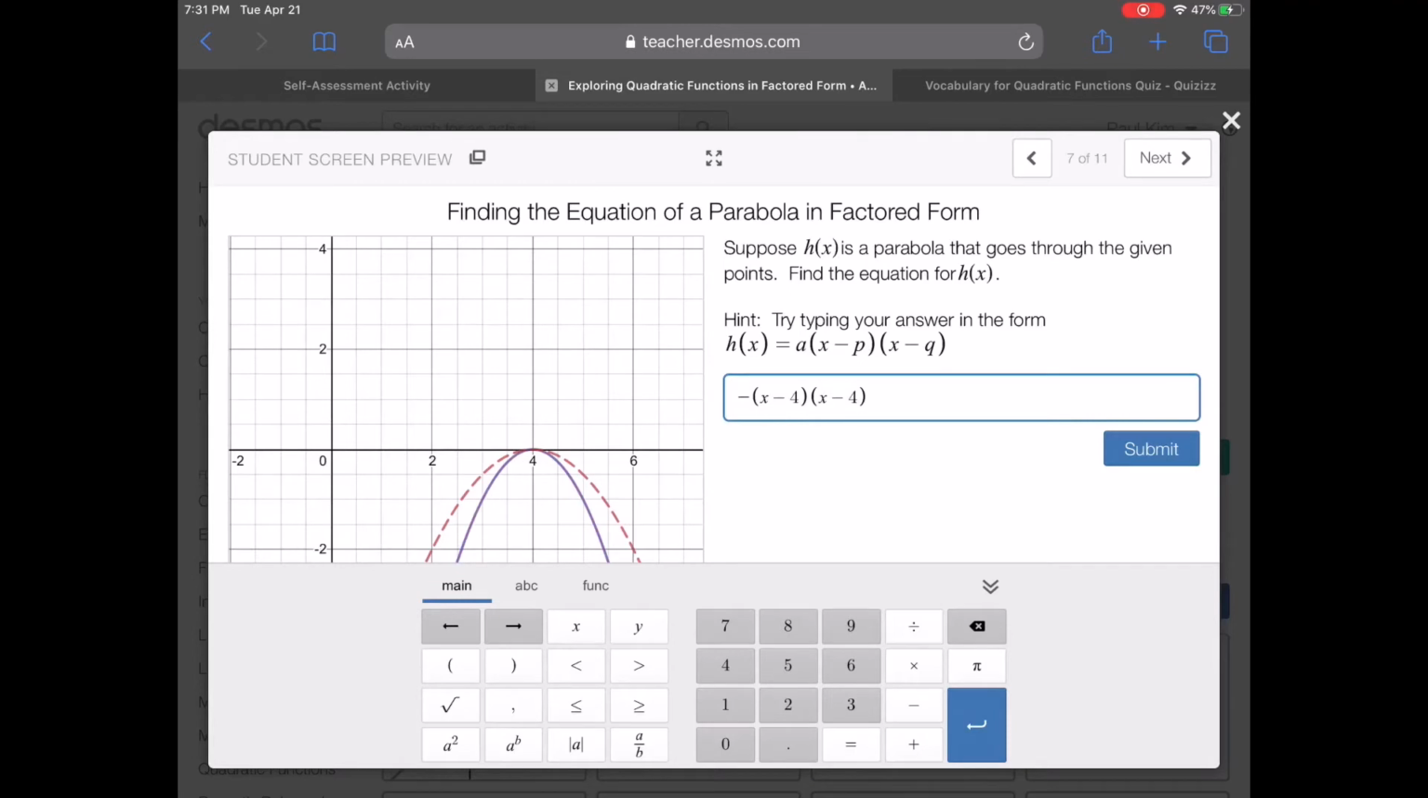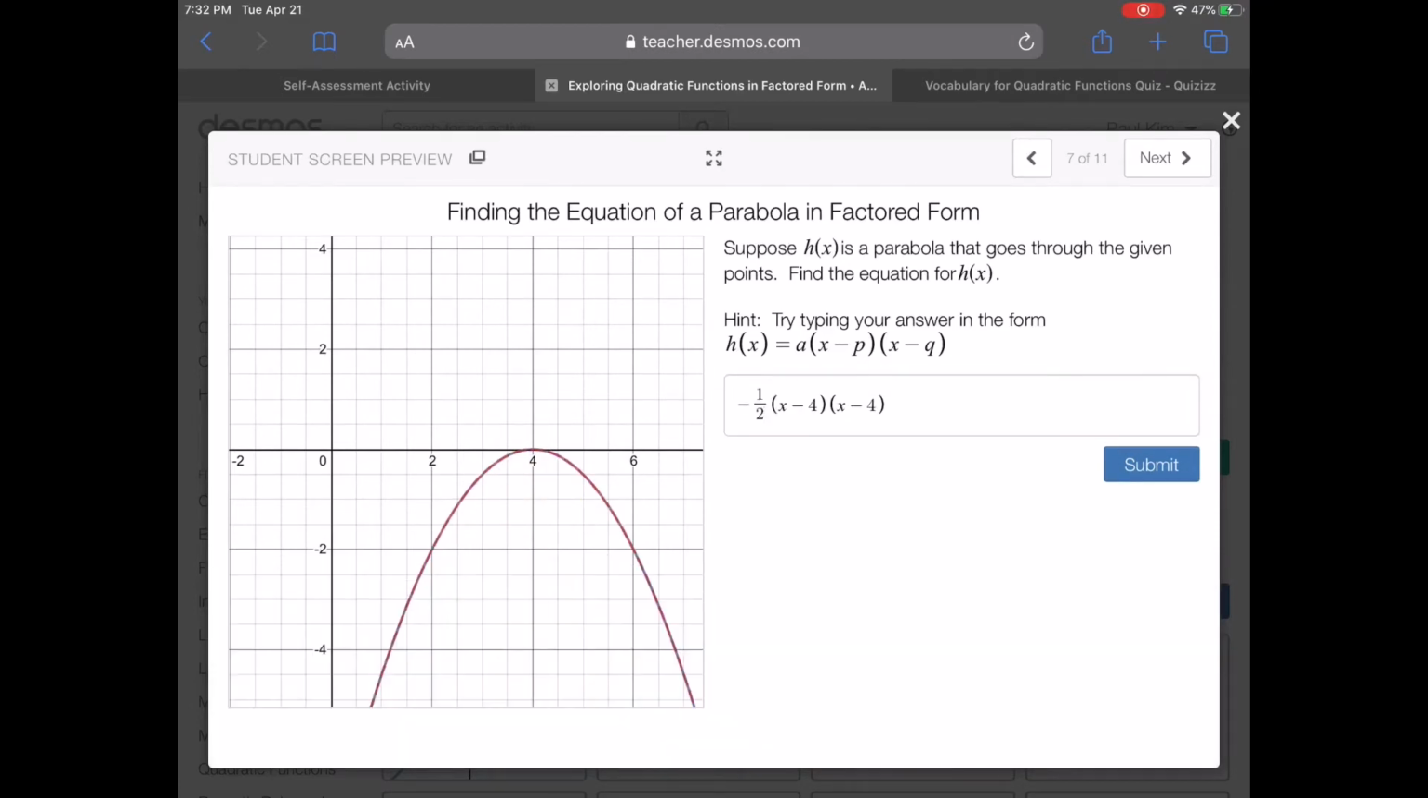That means I need to change that a value in the front to make it negative. But now if you notice, it's still not quite right. It looks like I need to change the wideness of my parabola. Here, the parabola that they want me to come up with is wider than the one that I have. And because it's wider, it's what we call a horizontal stretch. That a value in the front must be between 0 and 1. So I'm going to try 1/2, which is just 1 divided by 2. And it looks like it works out. Nice.